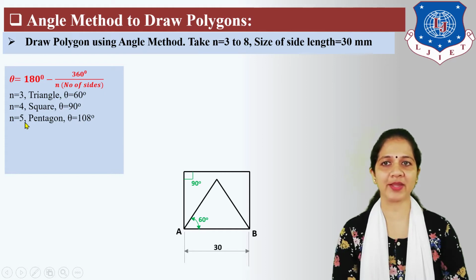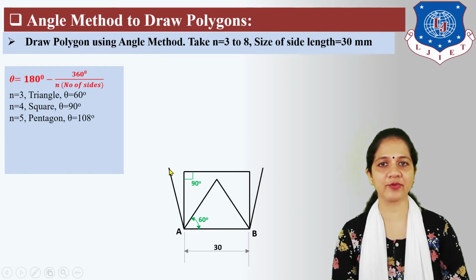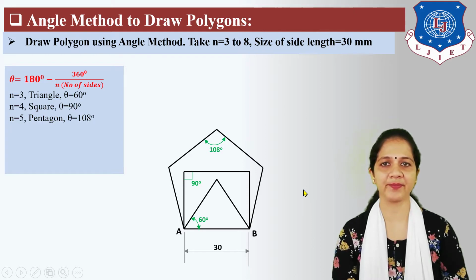Next, n is equal to 5, polygon is pentagon, theta, angle between two sides is 108 degree. From this common base AB, draw 108 degree angle line having side length 30 mm. Again draw 108 degree angle line from this end point of these two sides and complete pentagon. Show any one angle in between two sides which is 108 degree.